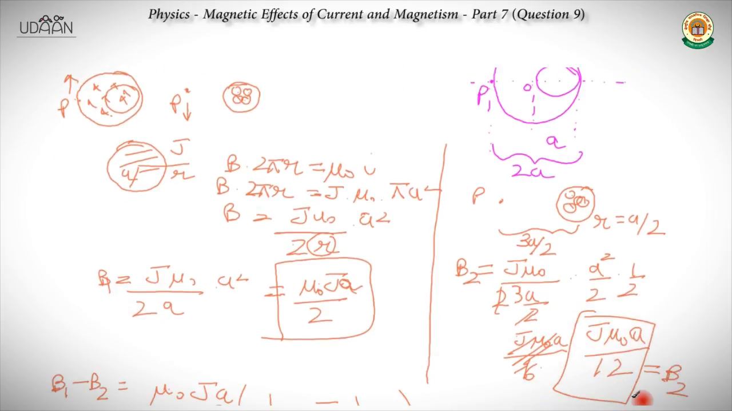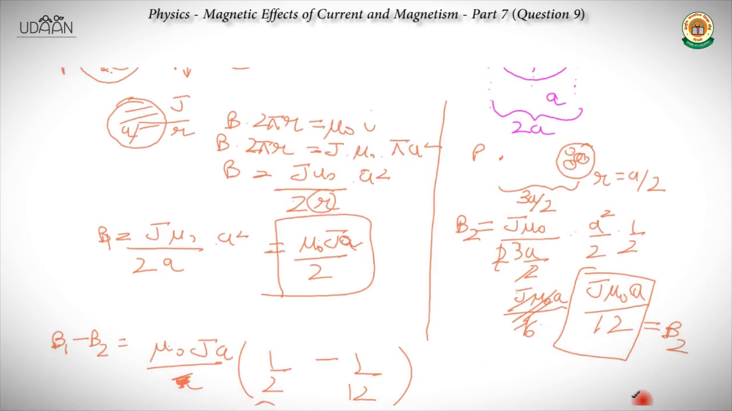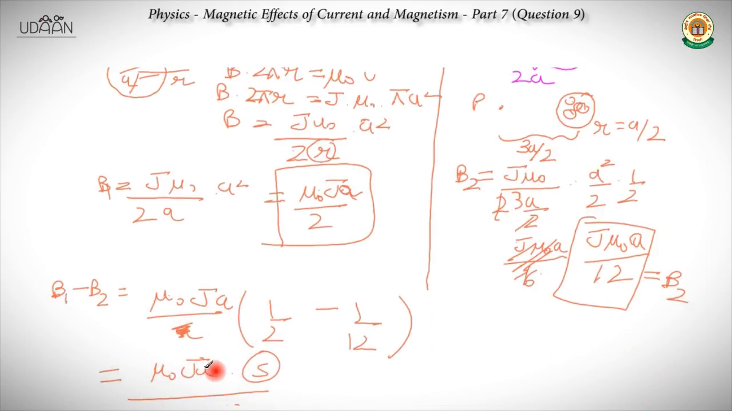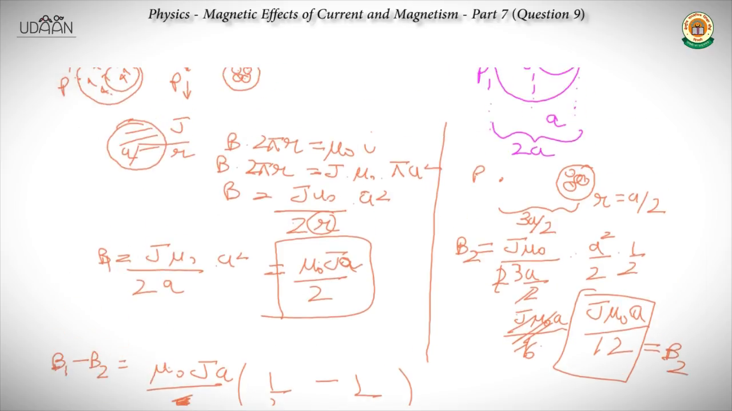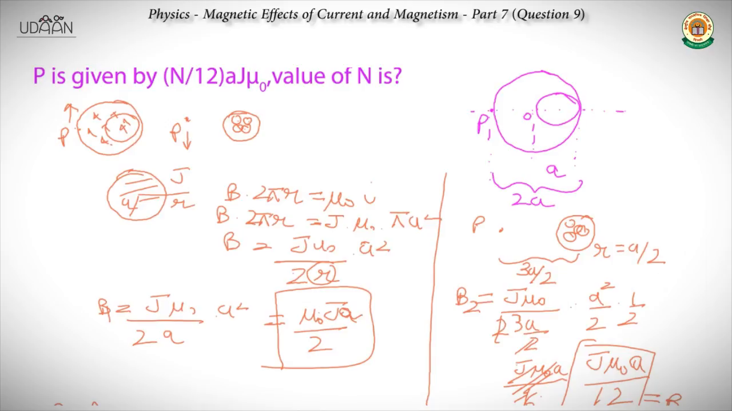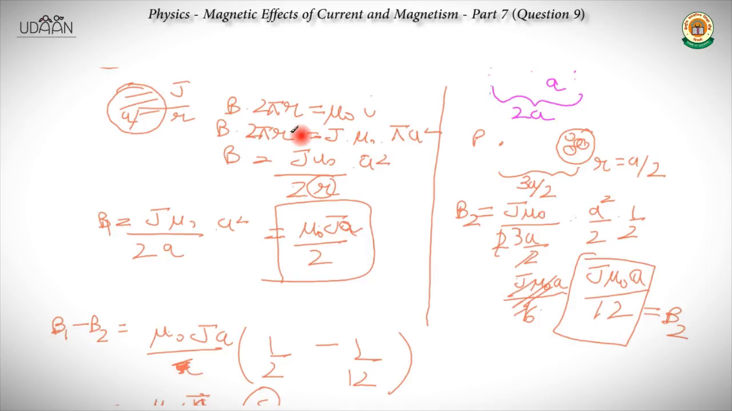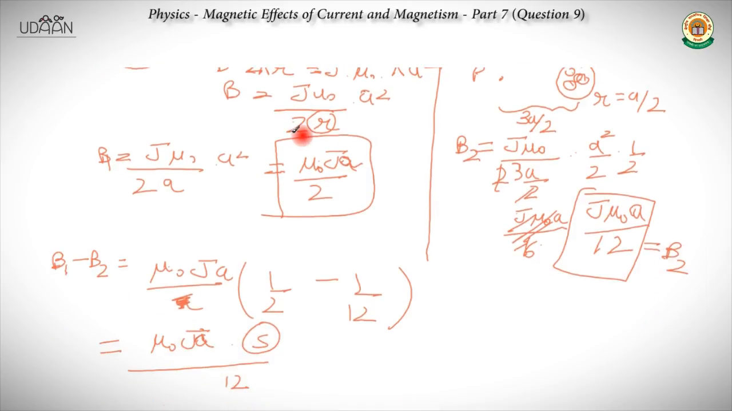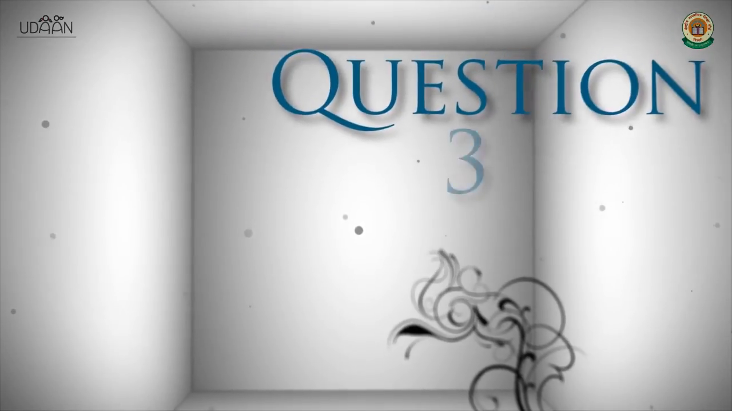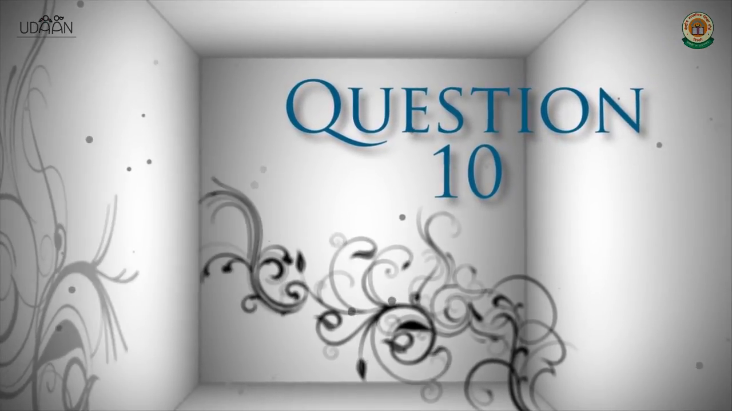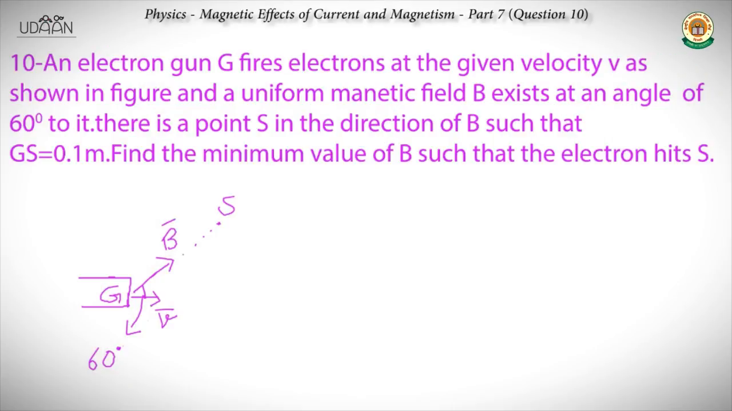As a result of superposition, B1 minus B2, we get the answer as mu naught J a 5 by 12. And from the question, n by 12 a J mu naught, equating, we get the value of n as 5, which is our final answer. So that's question number 9 for us. We'll start off with question number 10.